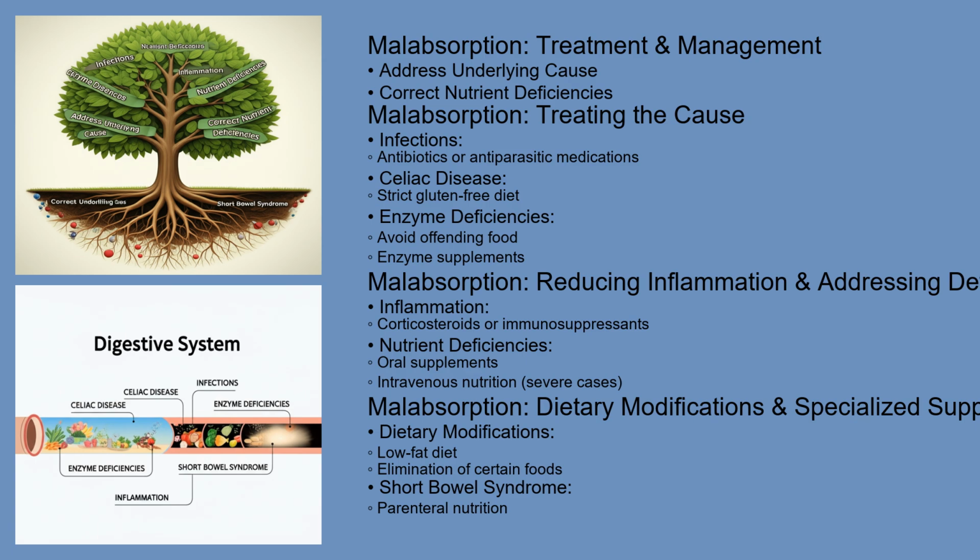In some cases, corticosteroids or other immunosuppressant medications may be used to reduce inflammation in the digestive tract. Nutrient deficiencies are typically addressed with oral supplements, or in severe cases, intravenous nutrition. Dietary modifications, such as a low-fat diet or the elimination of certain foods, may also be recommended. In cases of short bowel syndrome, specialized nutritional support, including parenteral nutrition, or intravenous feeding, may be necessary.